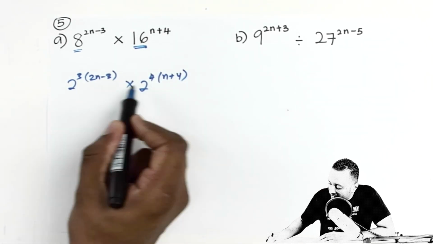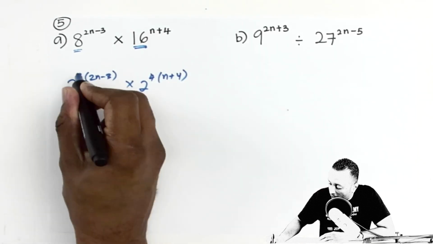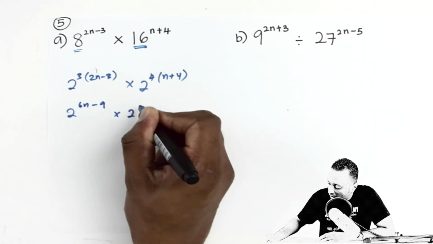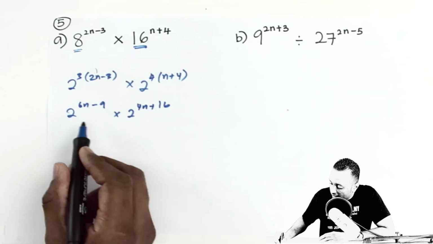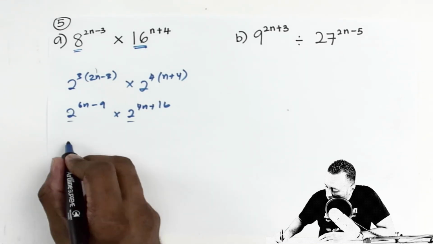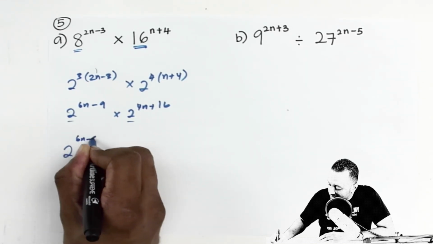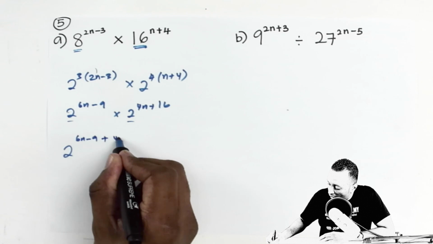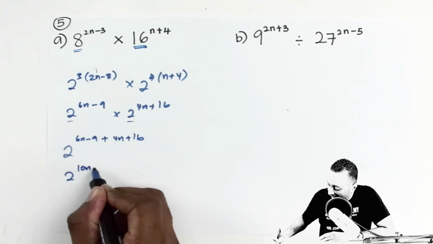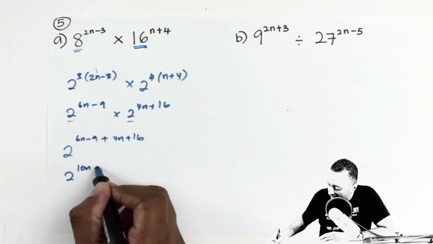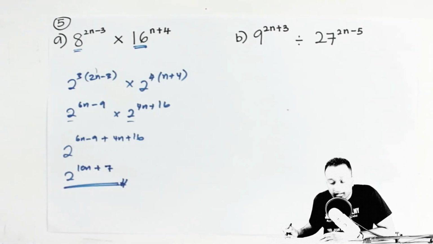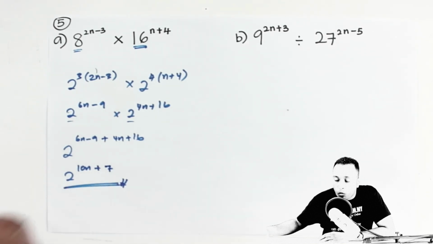That's what we get. So when we simplify this, the power we open up, 2 power 3 times 2 is 6n minus 9 times 2 power 4n plus 16. So the base is same. The power we can simplify using index. So what we're going to do, 2 power 6n minus 9 times is plus 4n plus 16. So you're going to have 2 power 6n plus 4n is 10n minus 9 plus 16 is positive 7. That will be your answer. Okay, 10n plus 7.